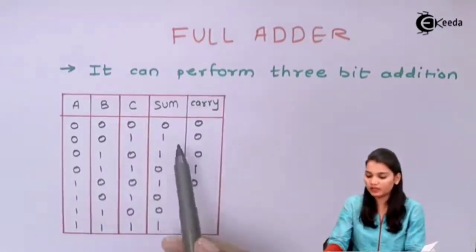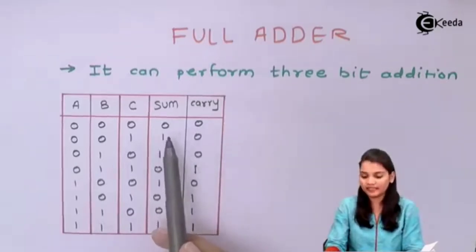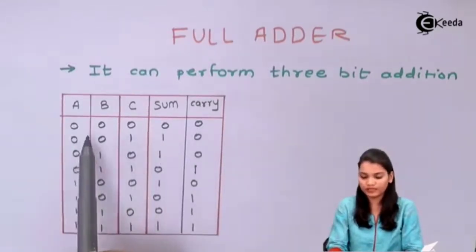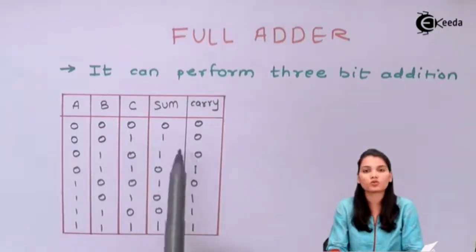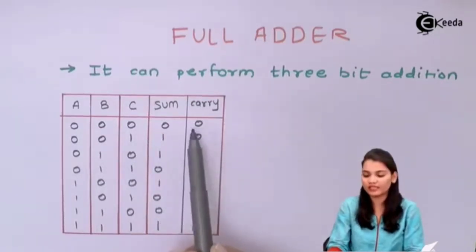Now let's see the sum and carry. I have directly written the values here. It is very simple: A plus B will give you 0 and B plus C will again give you 0. So here no carry is present, that's why carry is equal to 0.